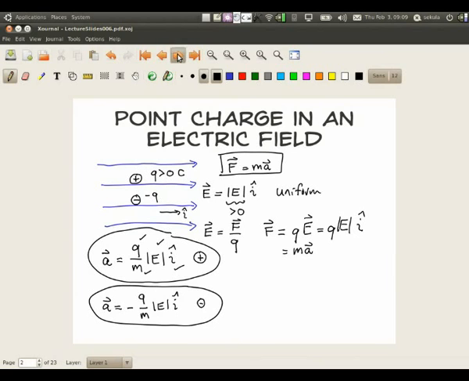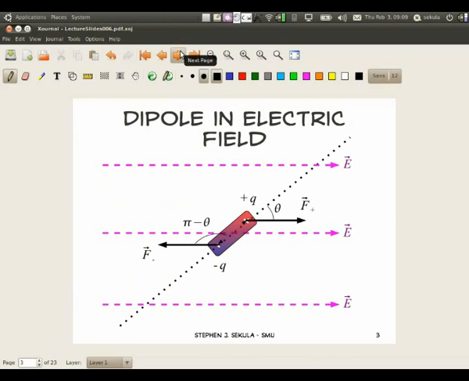Now, what happens if instead of a point charge, you have a dipole? A dipole consists of a positive charge and a negative charge. They have the same magnitude but opposite sign. So here is our charge plus Q, and here is our charge minus Q, where Q itself is a number greater than 0. We know that the dipole can be characterized by the dipole moment, P vector. Its magnitude is equal to Q times D, where D is the length of the dipole from the negative end to the positive end. And P hat, a vector that points from the negative charge to the positive charge, P hat.